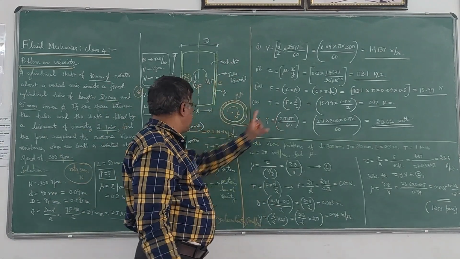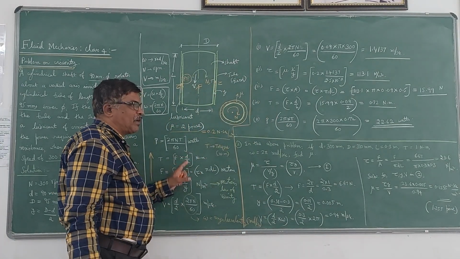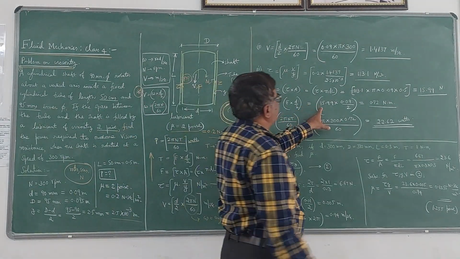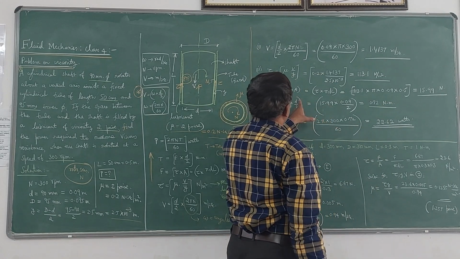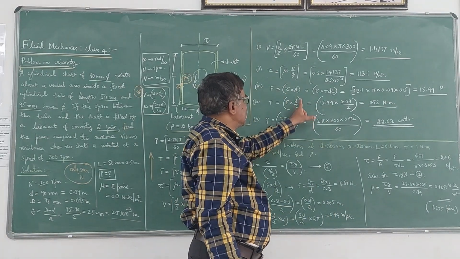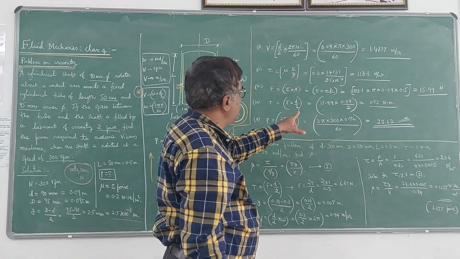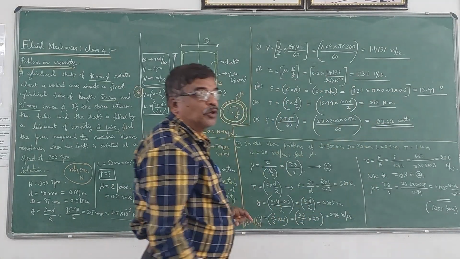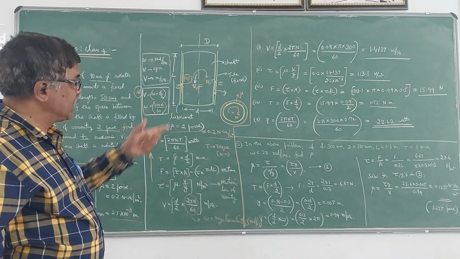Then we have to find T. The torque formula is F into d by 2. That is the torque induced, which is given by F, 15.99, into the radius. Radius is expressed as diameter divided by 2, 0.09 by 2. You are going to get 0.72 Newton meter. That is the unit of torque.